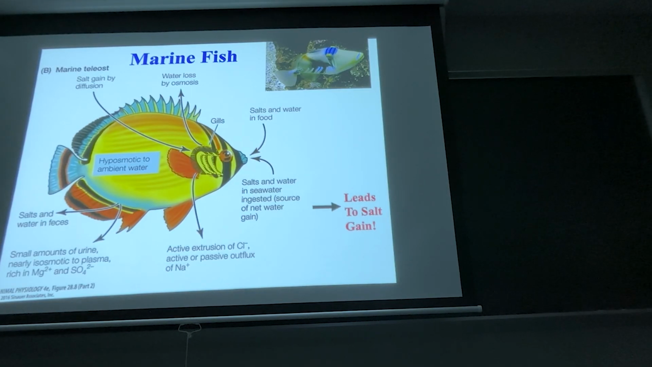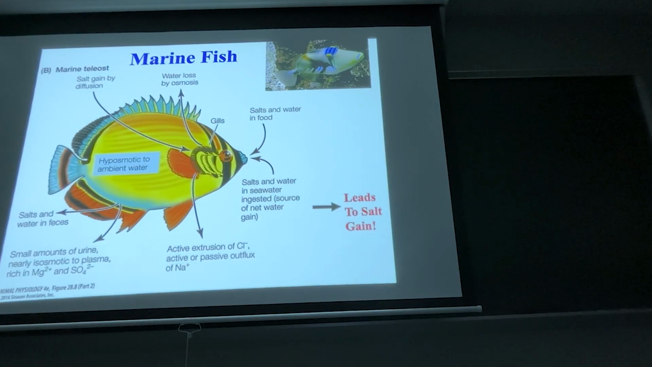And so what they want to do is, because they're losing water over their gills, right? Because they are hypoosmotic to the environment, they're going to need to drink salt water and then convert it to fresh water. So they drink water all day long and produce very concentrated, small amounts of urine, which is just the opposite, right, of what a freshwater fish does.